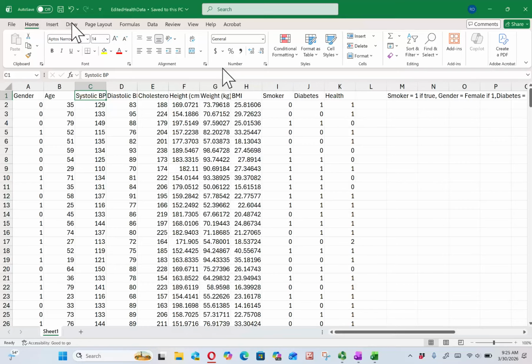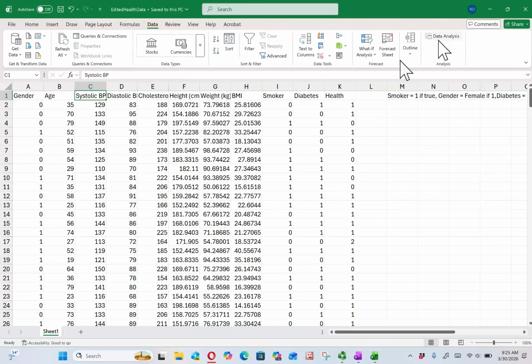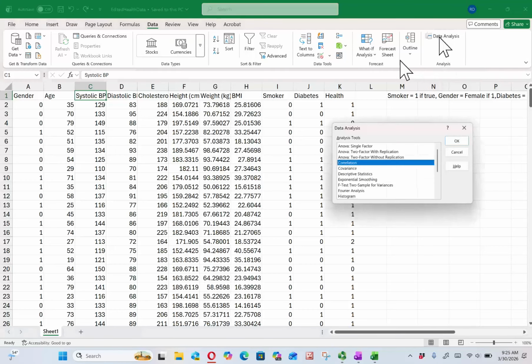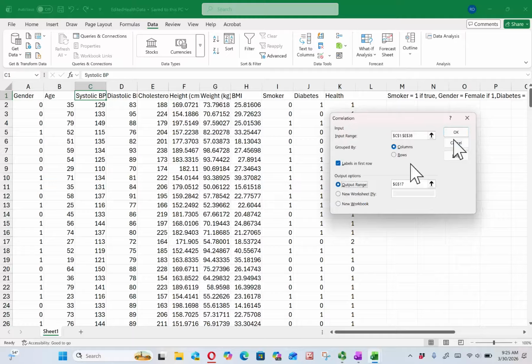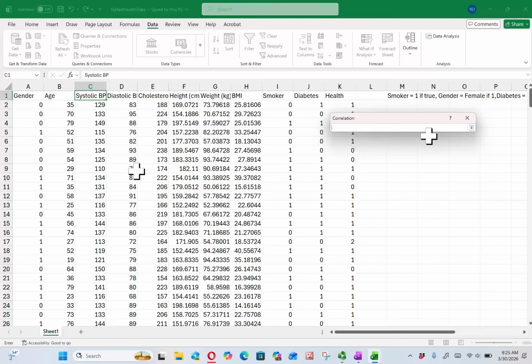So back to data and the data analysis tool pack. We're still on correlation. And in some versions of Excel, it keeps the last thing you did. So you have to erase the pieces out of it. But for the input range now, I'm going to take everything from gender across to health and all the way down.